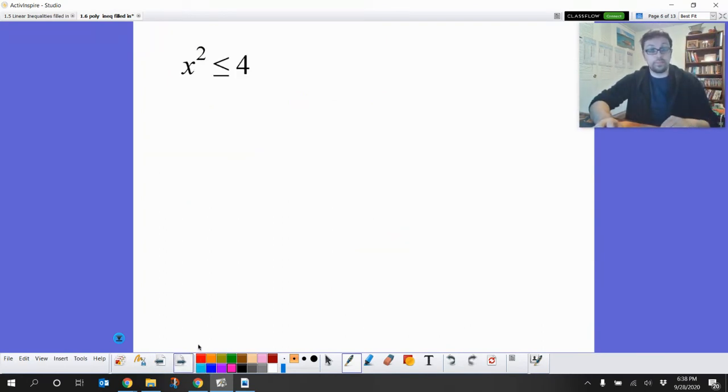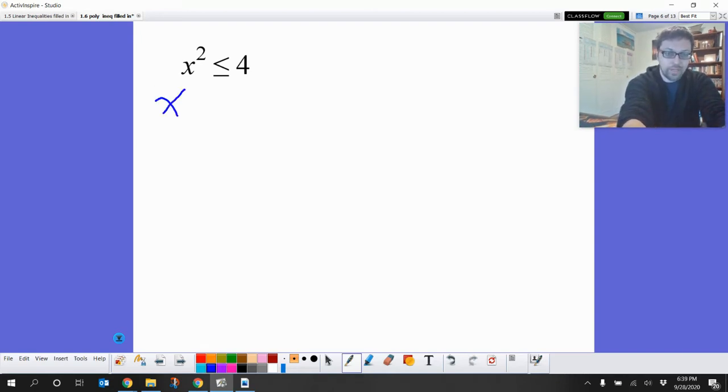All right. Now this one seems like it's going to be a little bit trickier, but it's not. So once again, I am going to get this thing equal to 0. So I have x squared minus 4 less than or equal to 0. I'm going to factor this one.